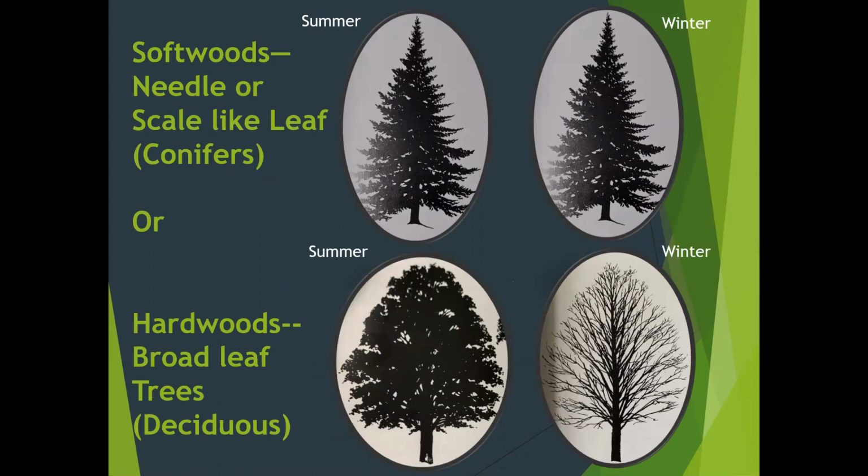Okay, so like Eric said in the overview, we're looking at the first division in our dichotomous key, which is softwoods. They are the conifers, and they can have needle or scale-like leaves. So in the summer, they look the same as they do in the winter. But the hardwoods or broadleaf trees are what we call deciduous. And what that means is that in the spring, they grow fresh leaves, they drop them in the fall, and they're dormant in the winter.